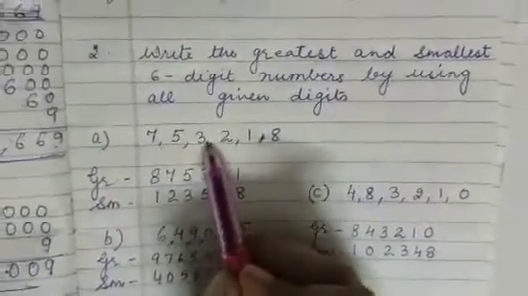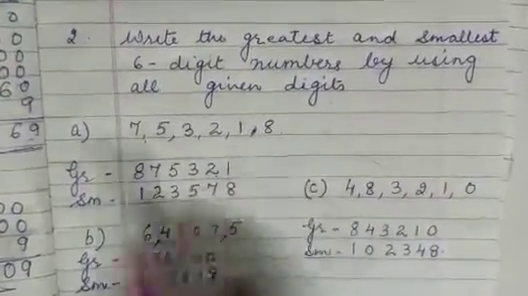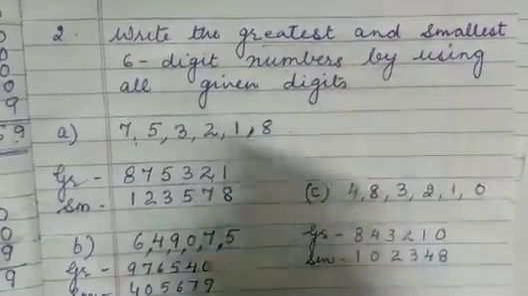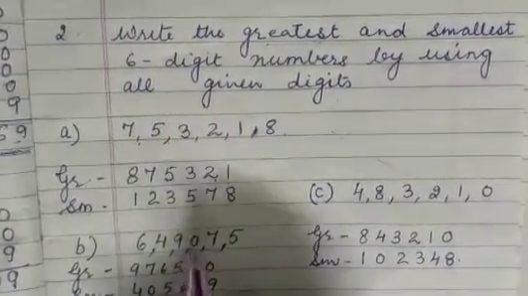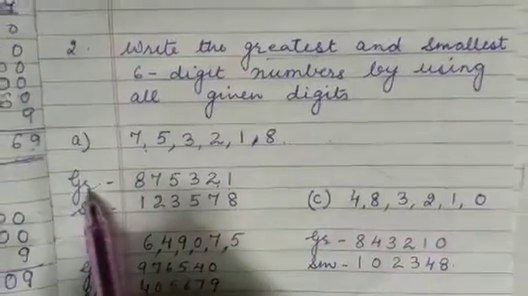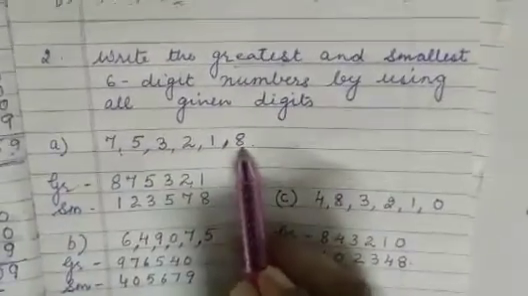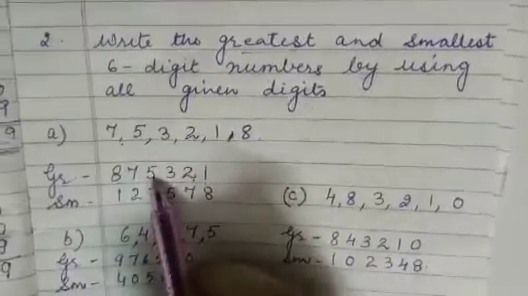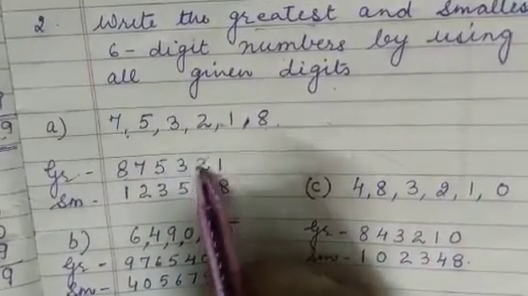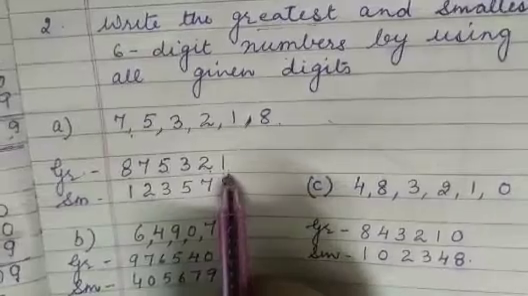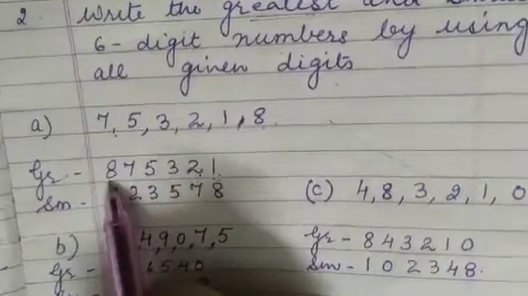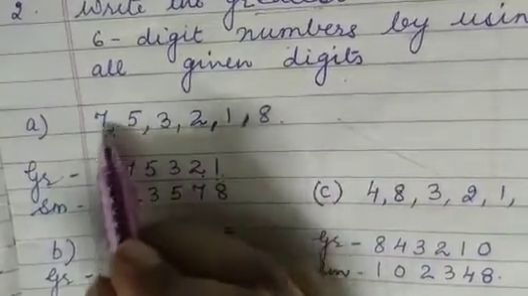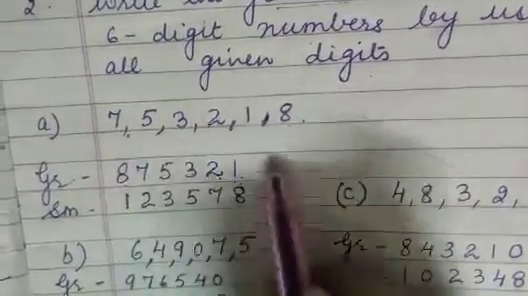So they have given the digits, and we have to form a number. First of all, they are asking us to make the greatest number. The greatest number starts with the greatest digit. So for the A part, which is the greatest digit? 8. Then after 8 we have 7. Then after 7 we have 5. Then after 5, 3. Then 2. Then 1. So this is a number. There is no comma in between. Is it clear? When we place commas after the digits, those are just digits.